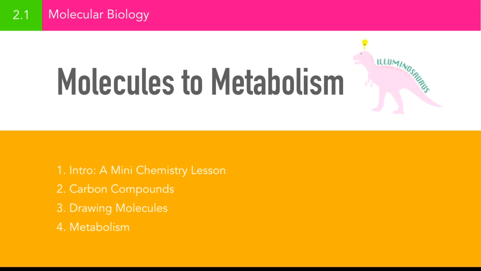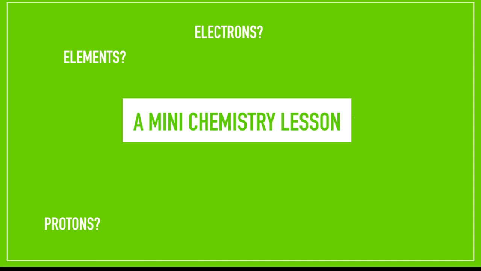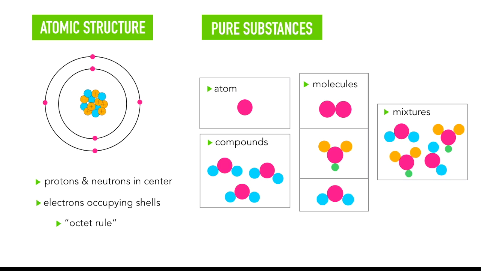This video is on molecules to metabolism from 2.1 of the IB curriculum, and the orange part shows the table of contents just for reference. A mini chemistry lesson: if you don't know the difference between atoms, compounds, and molecules, just keep on watching this video. Now let's look at the right part, the pure substances part.